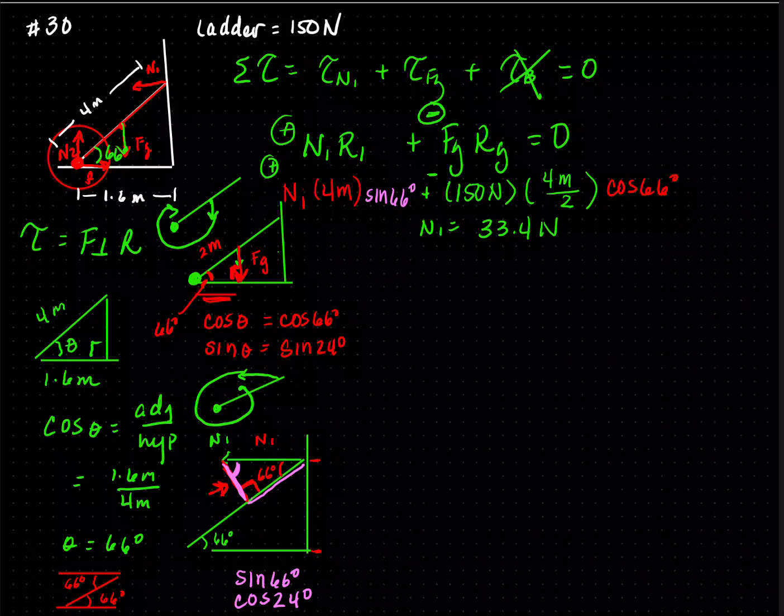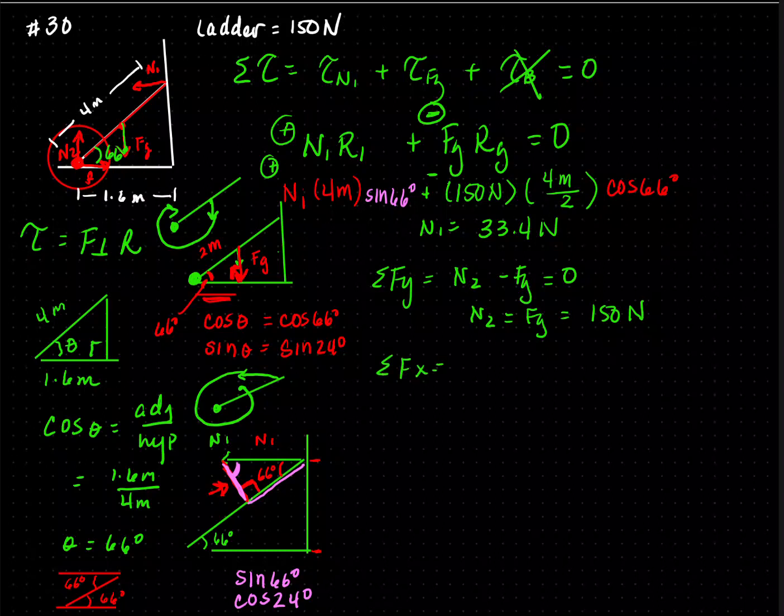Now I could write a sum of Fy and a sum of Fx. In my sum of Fy, we have two vectors. We have N2 going up. This is opposed by Fg, which is the weight. This is equal to 0 because this is in static equilibrium. So N2 is going to equal Fg, and Fg was given as 150 newtons.